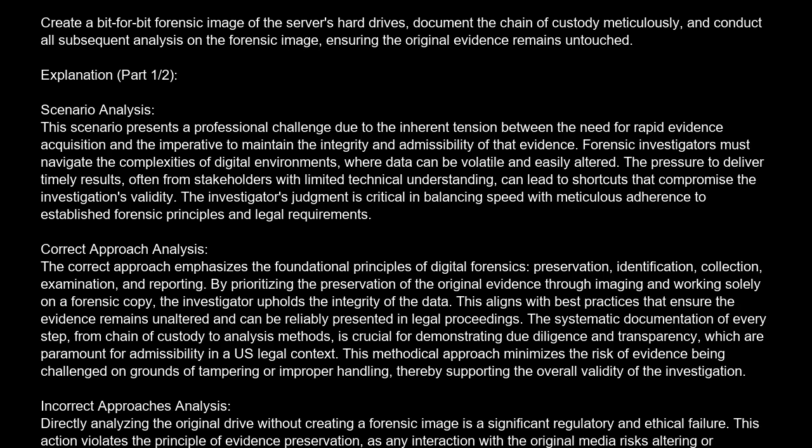The systematic documentation of every step, from chain of custody to analysis methods, is crucial for demonstrating due diligence and transparency, which are paramount for admissibility in a U.S. legal context. This methodical approach minimizes the risk of evidence being challenged on grounds of tampering or improper handling, thereby supporting the overall validity of the investigation.